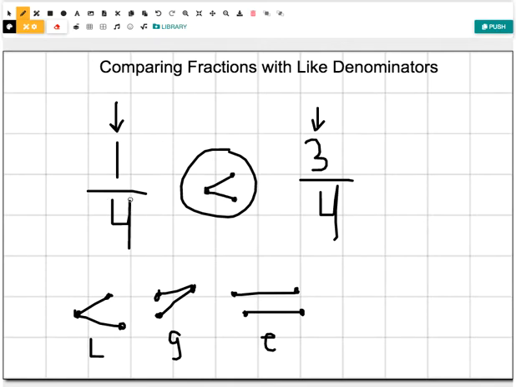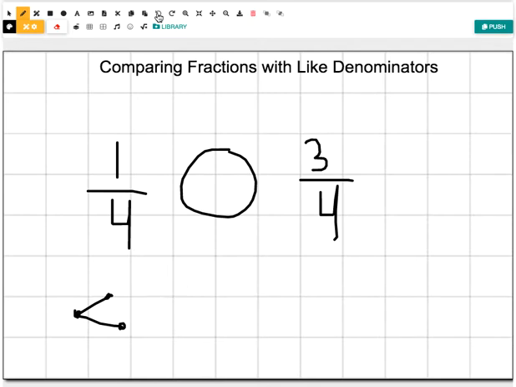Since the denominators are the same, we do not have to pay attention to those. We just have to look at the top numbers, and it's just like comparing regular whole numbers which we did at the beginning of the school year. So 1/4 is less than, I'm going to put my little L, 3/4. Now I'm going to show you some examples that the students will be doing for their assignment this week to help them practice.